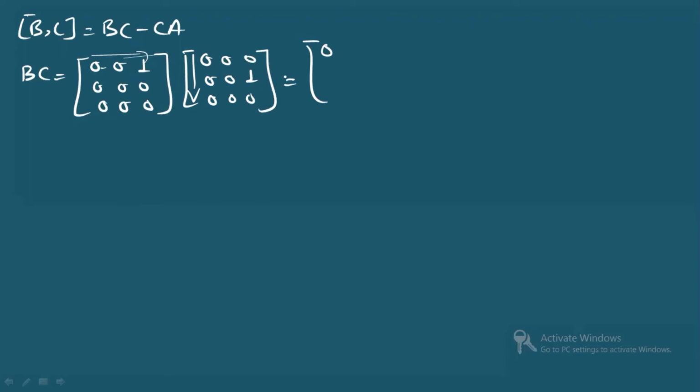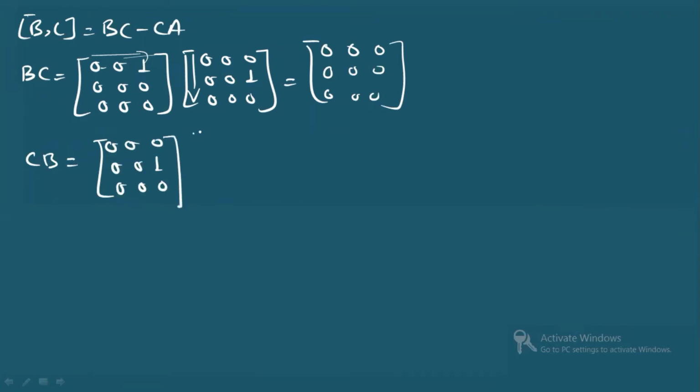Again, you will go for the other one. All the elements are 0, so here also you will get 0, and here all are 0. So you will get all to be 0. Again, you will find CB. Just take the reverse: 0, 0, 1, 0, 0, 0, 0, 0, 0.